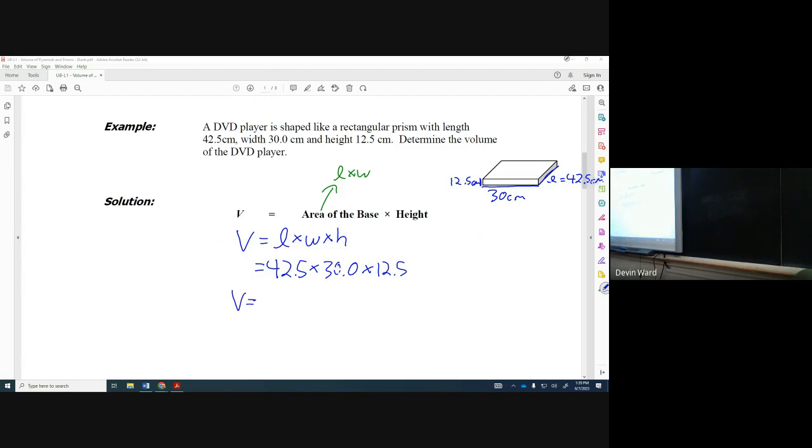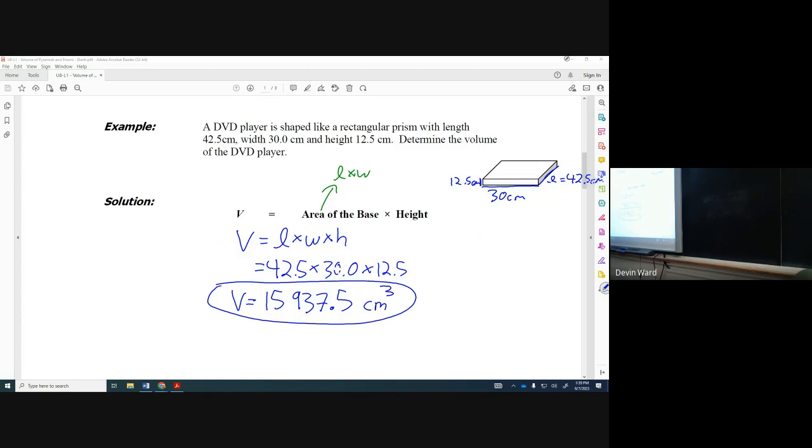So we multiply all these on your calculator. Don't try and do it in your head. It'll be a waste of time where your calculator can do it. So you should get 15,937.5 centimeters, and remember, our answers are cubed. That 3 is important because it represents that it's the volume.